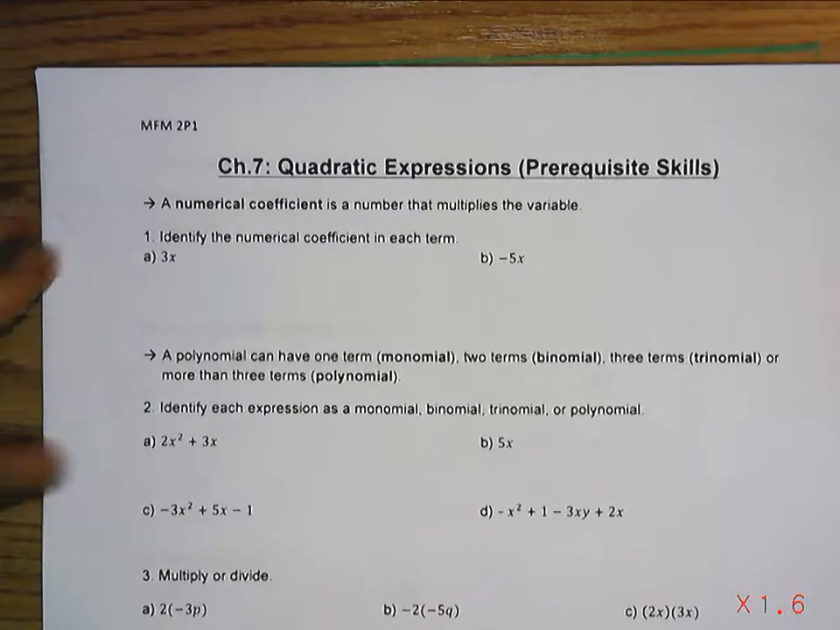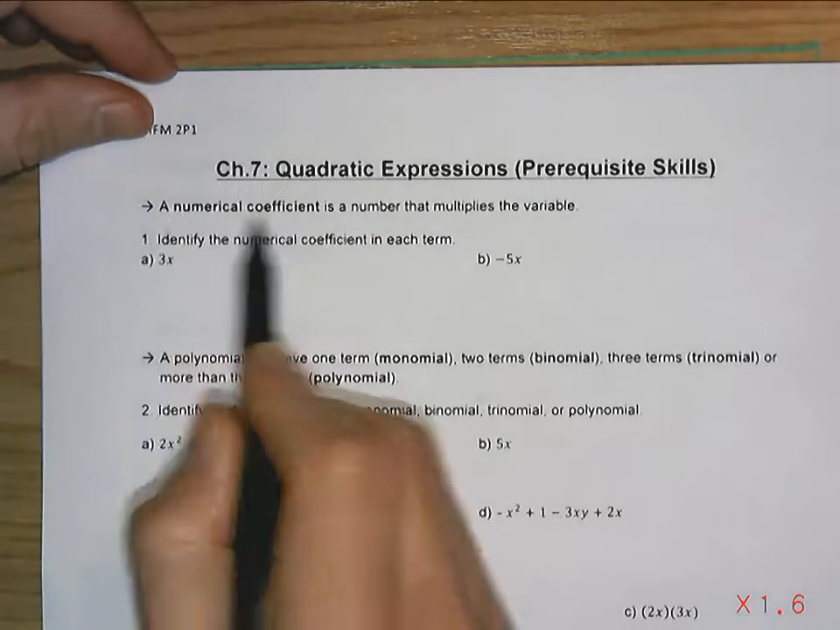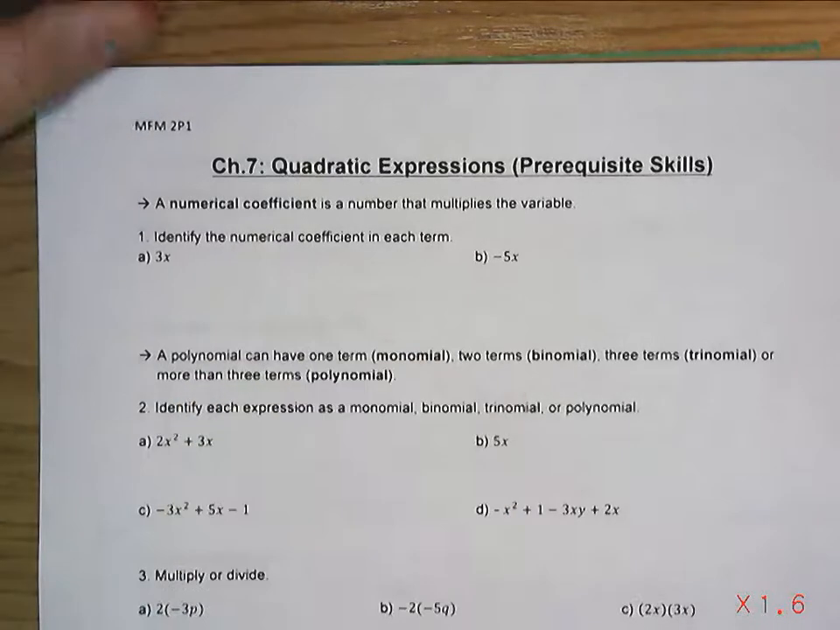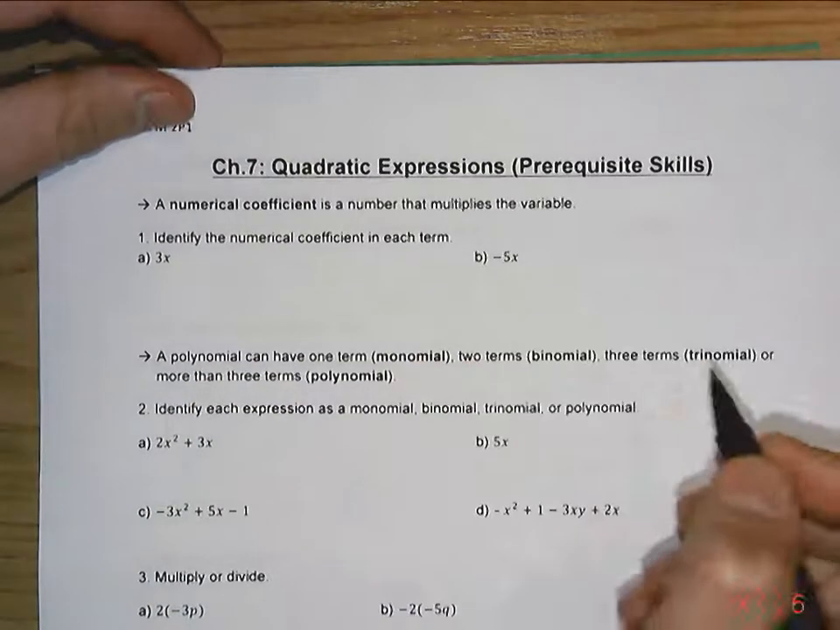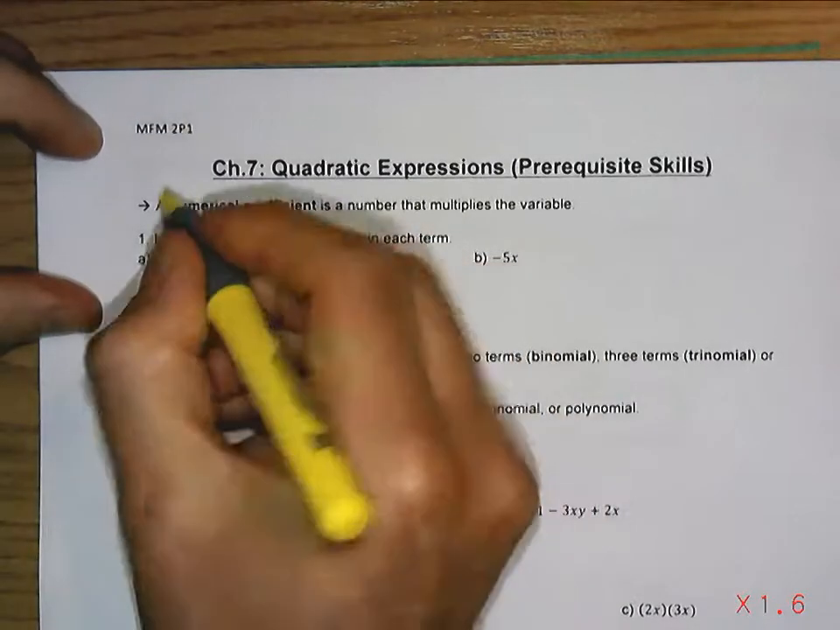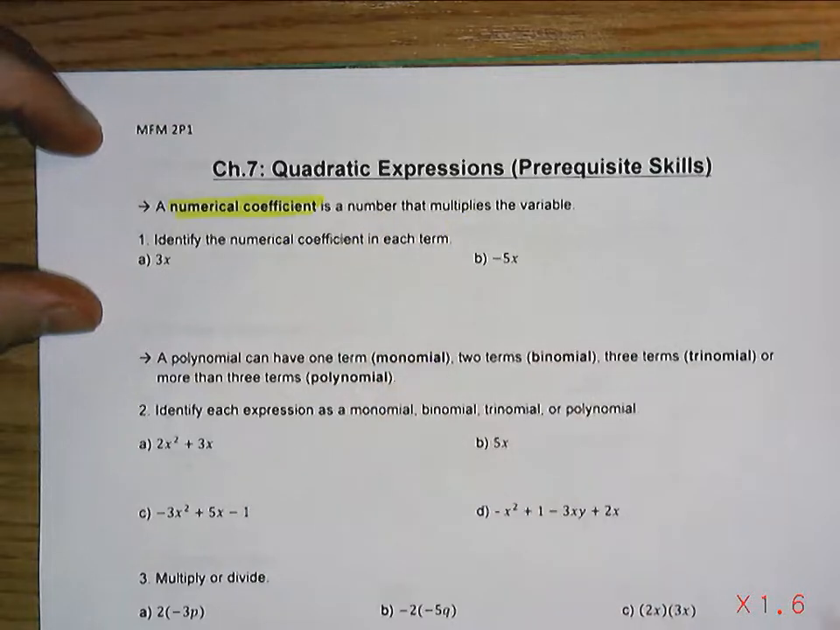Okay, so let's see what we have here. Quadratic expressions. So we're going to go back and do some more work with algebra. I'm picking and choosing what's the most important topics for us for next year, and this is definitely up there. So a numerical coefficient, let's think of that word, numerical. It stands for number. So a number coefficient. Now a coefficient is the number that's in front of a variable. So a numerical coefficient, that's a new term that we need to understand. A numerical coefficient is a number that multiplies the variable. So it's in front of the variable.